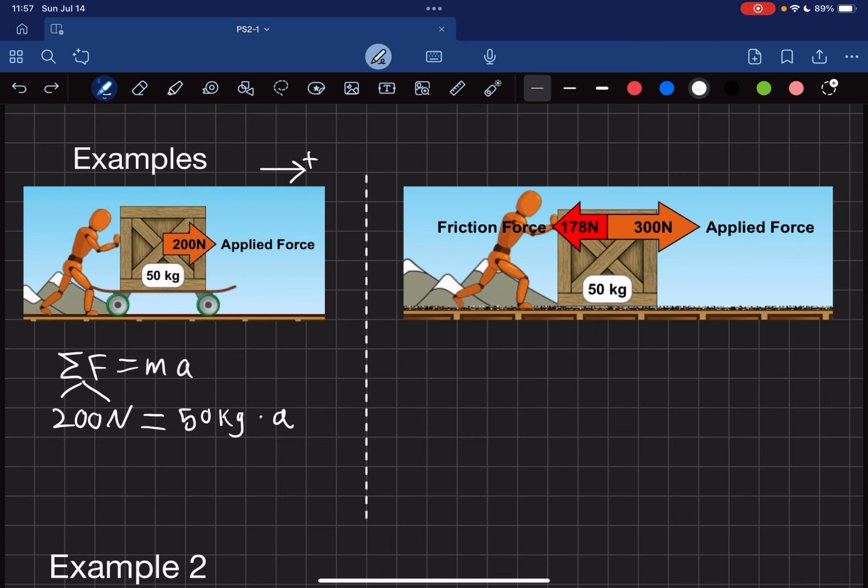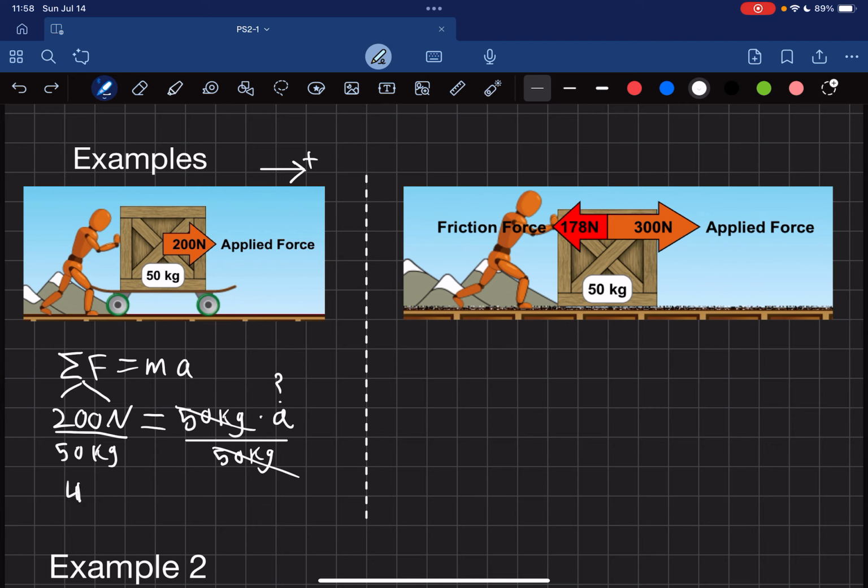So in this problem, we only have one unknown. Although I didn't write the problem question, we can be pretty assured that we're going to be solving for acceleration here. In order to solve for acceleration, we're going to divide both sides by 50 kilograms to cancel it on the right side. 200 divided by 50 is 4.